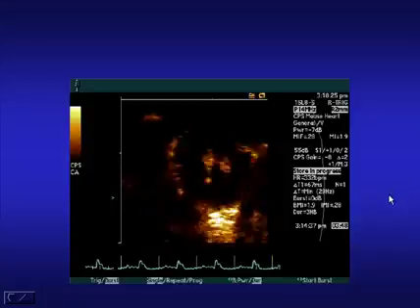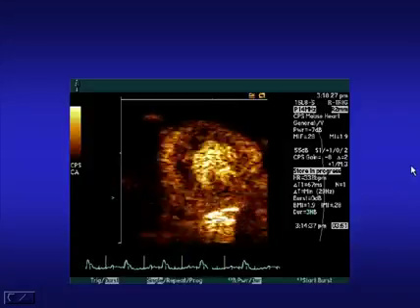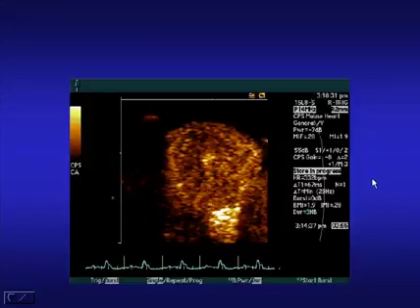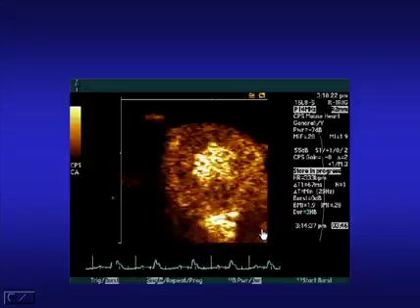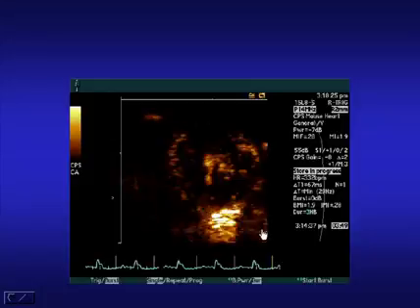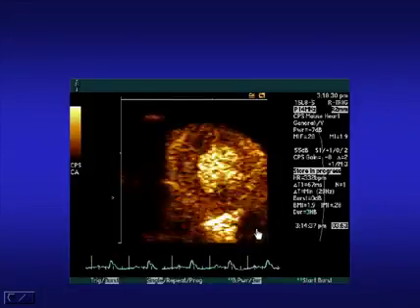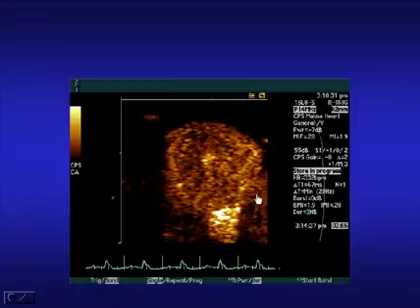Here you can see a mouse heart being studied with ultrasound. The mouse heart beats at between 300 and 600 beats per minute. This is far too fast to be visualized by CT or MRI, but ultrasound, on this scale at least, which is less than a centimeter, has the ability to keep up with these incredibly high frame rates.